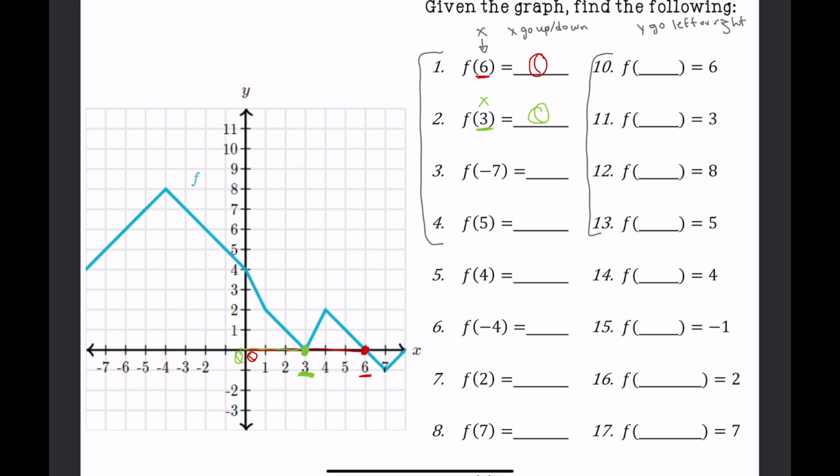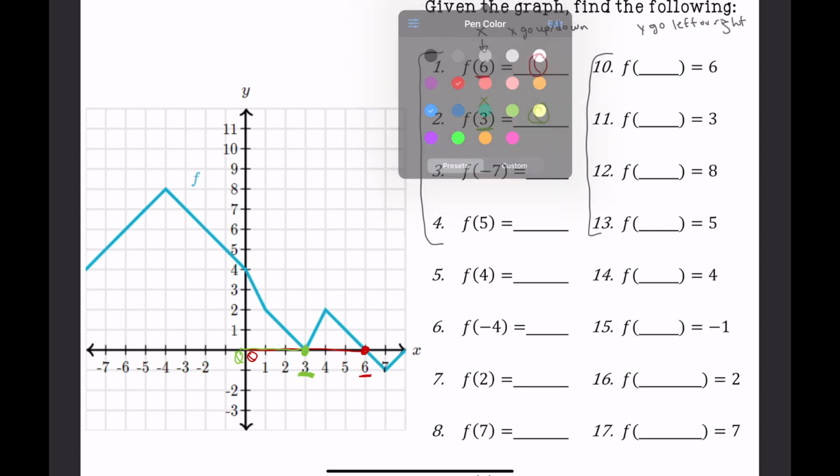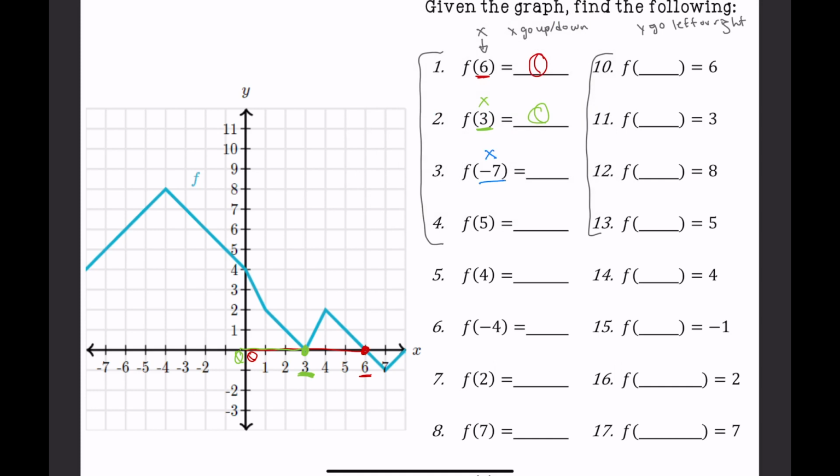Let's look at the next one, -7. -7 is an x. So that means we go up or down. So let's find that -7. Here it is. To get to my blue graphed line, I have to go up. And I hit it right here. That y value is 5. Last example I'm going to do with you. 5 is an x value, so that means we go up or down. So find 5 on the x-axis. Here it is. Go up to my graph, hit that line. What's that y value? It's 1. And we're done.